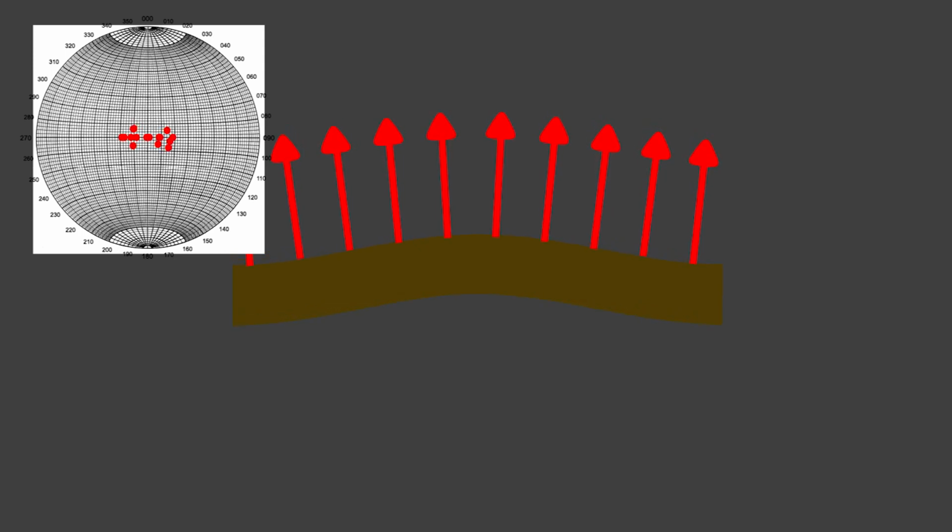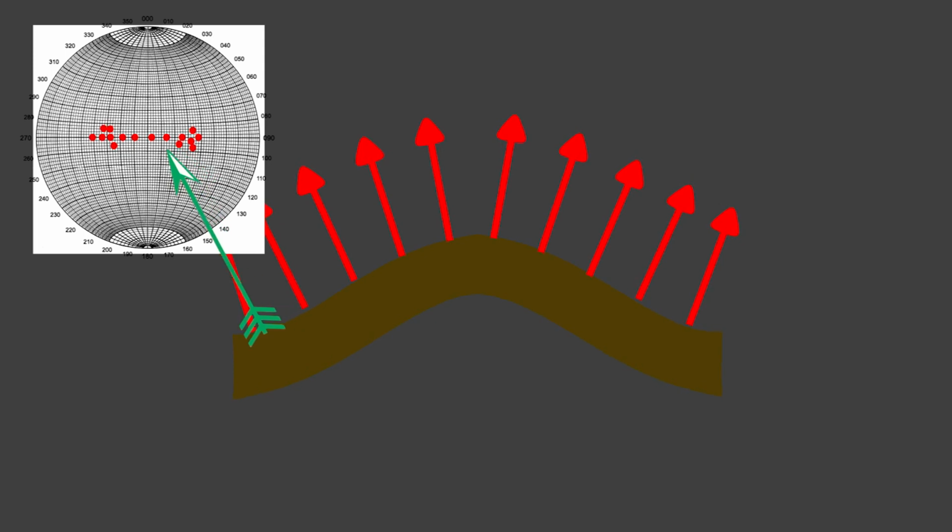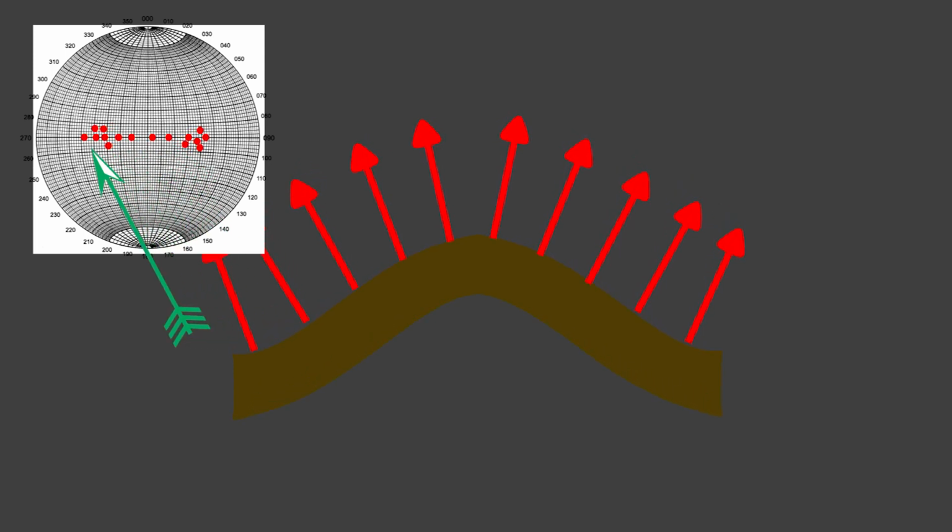the circular area spreads out in a short line, and the steeper the limbs of the fold, the farther across the plot our line of data becomes. And with horizontal folding, the line goes through the center of the plot. And we call this line the girdle of the bedding poles for that fold system.